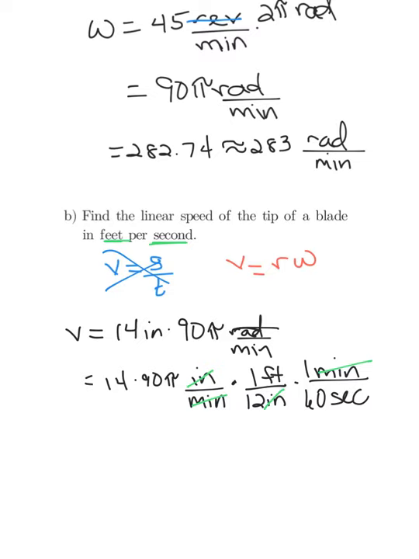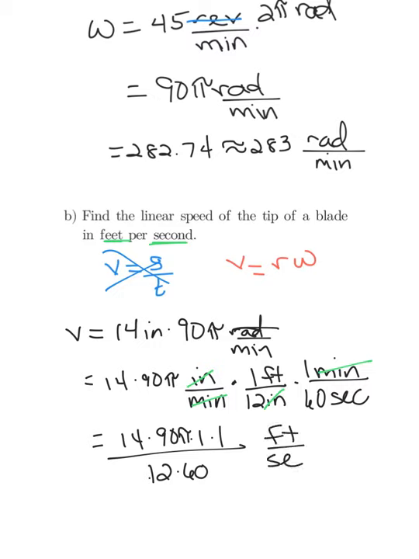So let's look at what we've got left. We've got 14 times 90 pi times 1 over 12 times 60, and then our labels are feet and second. So then if you multiply this all out, you get 5.498 feet per second, which rounding to the nearest whole number is 5 feet per second.